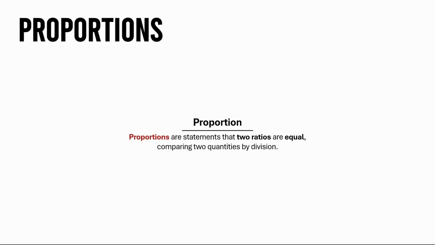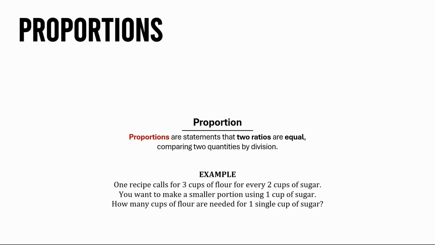Proportions. Proportions are statements that two ratios are equal, comparing two quantities by division. Example: one recipe calls for 3 cups of flour for every 2 cups of sugar. You want to make a smaller portion using 1 cup of sugar. How many cups of flour are needed for 1 single cup of sugar?